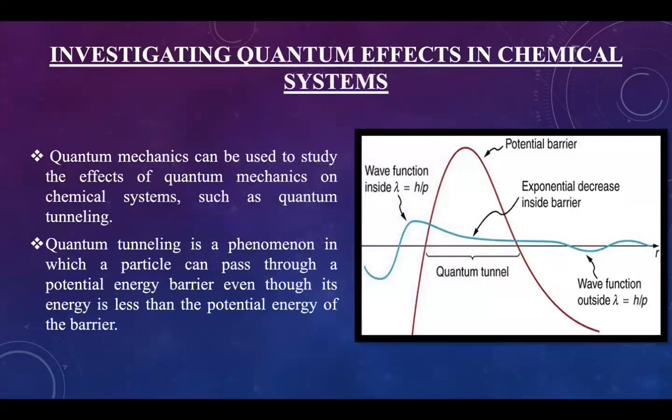Investigating quantum effects in chemical systems. Quantum mechanics can be used to study the effects of quantum mechanics on chemical systems, such as quantum tunneling. Quantum tunneling is a phenomenon in which a particle can pass through a potential energy barrier even though its energy is less than the potential energy of the barrier. Usually, the particles don't cross the potential energy barrier unless their energy is equal to the potential barrier. But in the case of quantum tunneling, a particle, even if its energy is low, can pass through the barrier.